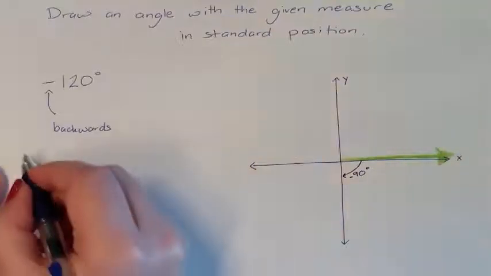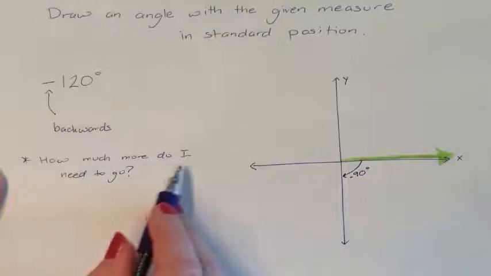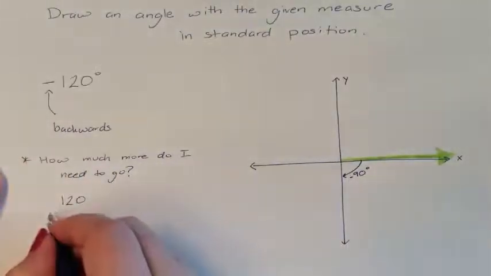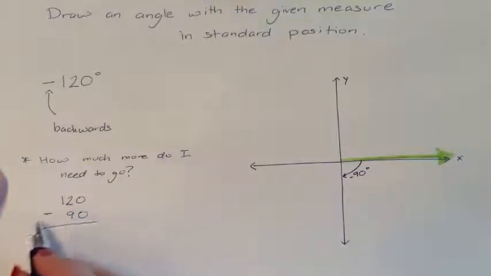So question to ask myself, how much more do I need to go? I needed to go a total of 120 degrees backwards. So far, I've only gone 90 degrees backwards. 120 minus 90 means I need to go 30 degrees more.